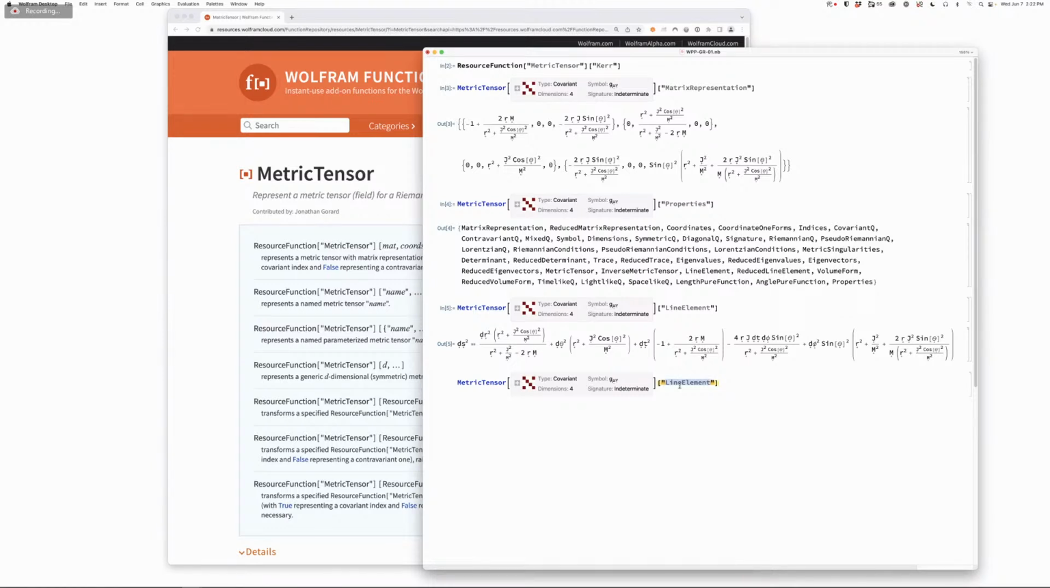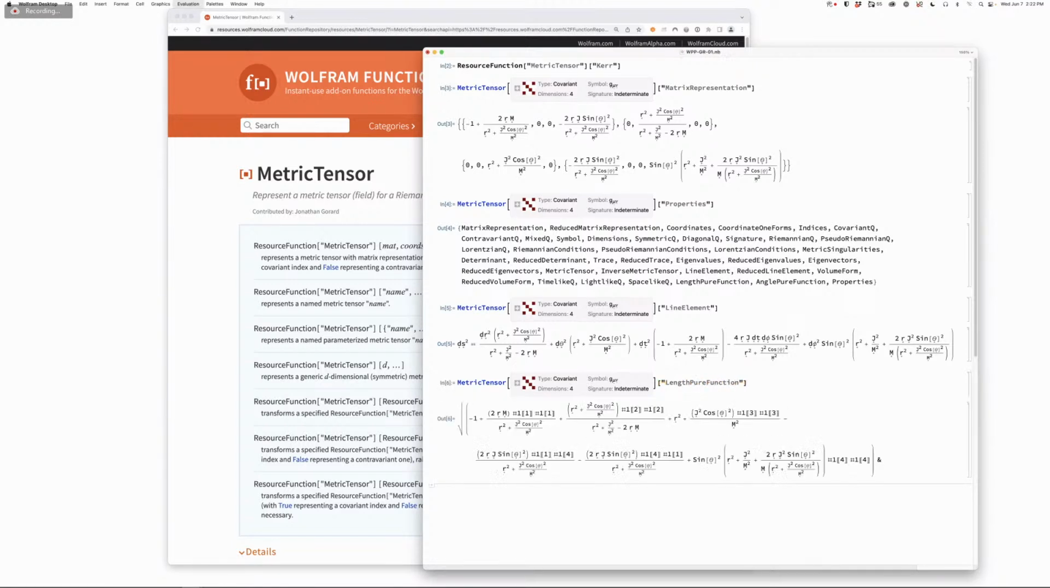The line element is supposed to be a kind of symbolic thing. So yeah, length pure. It's the last but three of the properties. So now, if you take that and apply it to a 4 vector, it will give you the length of that 4 vector in Minkowski space, a 4 vector with minus plus plus plus signature.